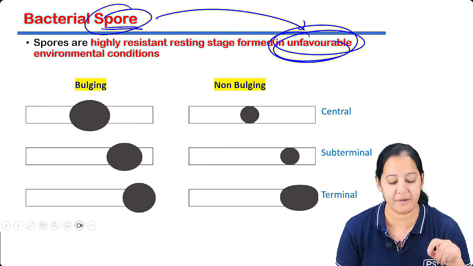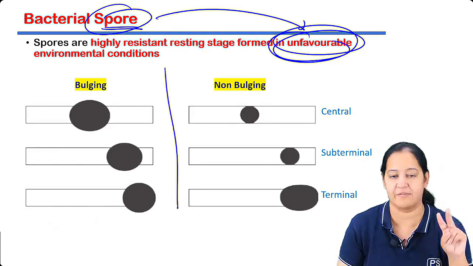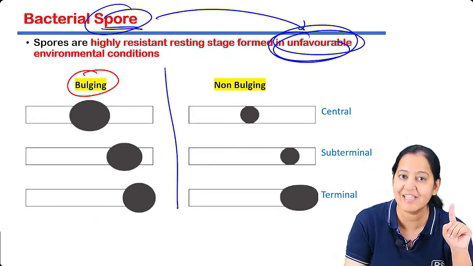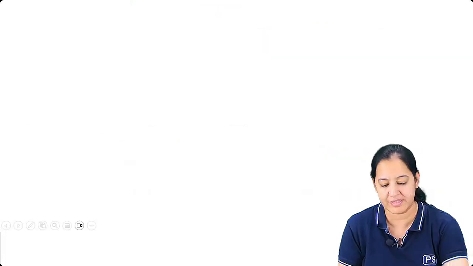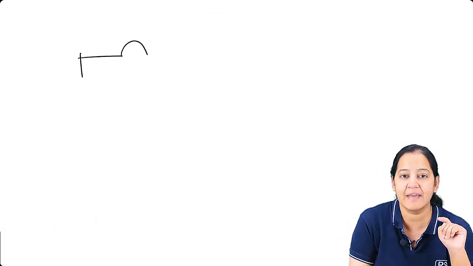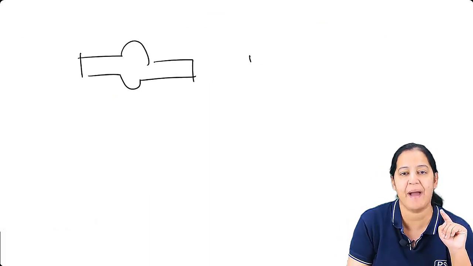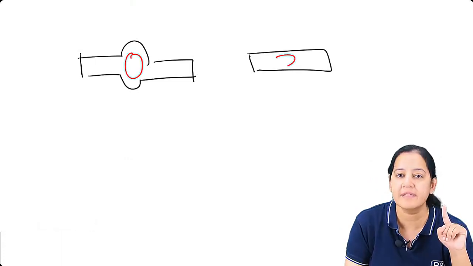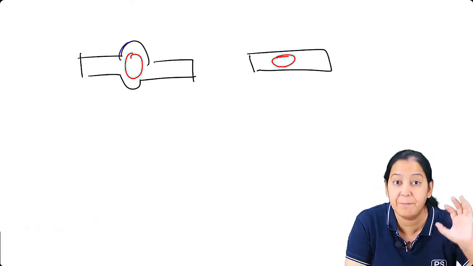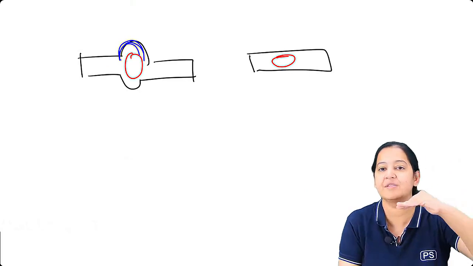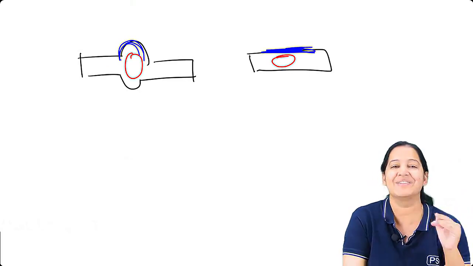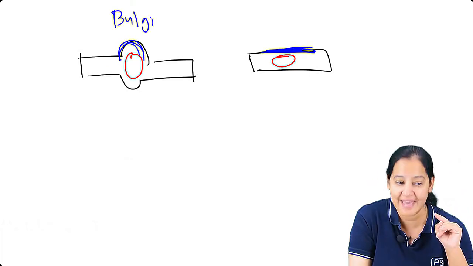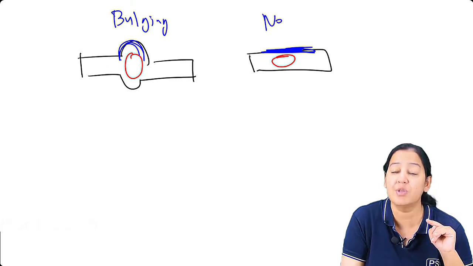Now, how many types of spores are there? There are 2 types of spores: one is the bulging spore, and one is the non-bulging spore. Can you see a bacteria here? Let me draw the spores inside them. This is a spore. This is a spore. Here the spore is bulging the bacteria and here the spore is flat. So this one is known as bulging, and this one is known as non-bulging.